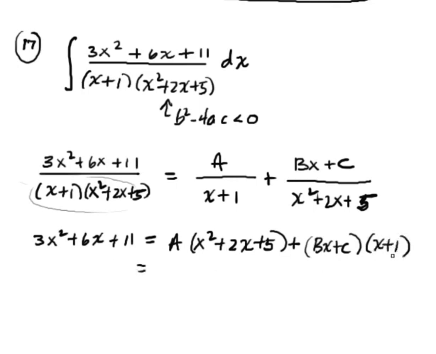Now let's multiply out this right-hand side. So we have Ax squared plus 2Ax plus A times 5.